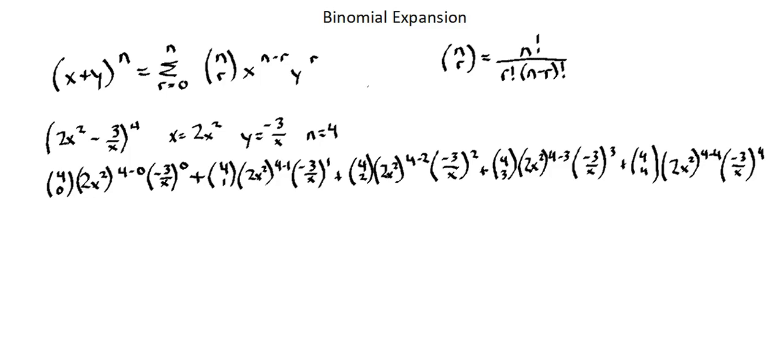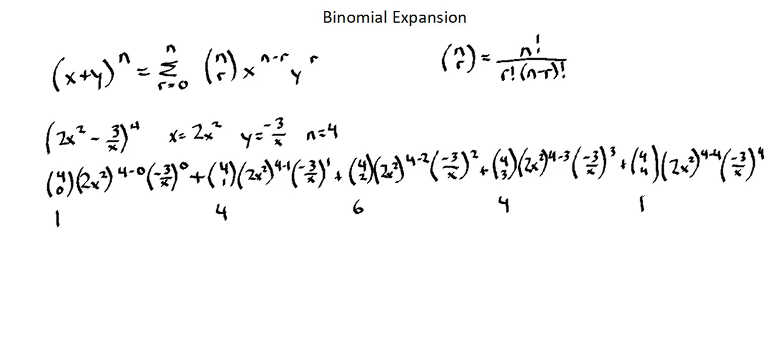So I'll start by simplifying the coefficients from the binomial coefficient, and those values are going to be 1, 4, 6, 4, 1. That is the fourth row of Pascal's triangle. You can confirm those values using the formula for the binomial coefficient. Those are the initial pieces of each of these 5 terms.